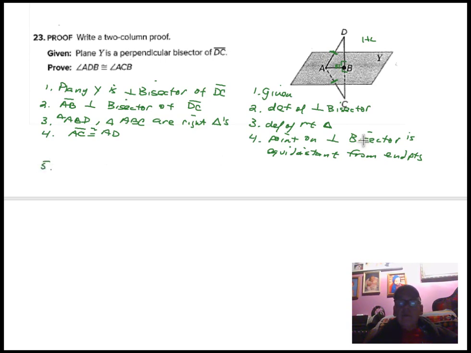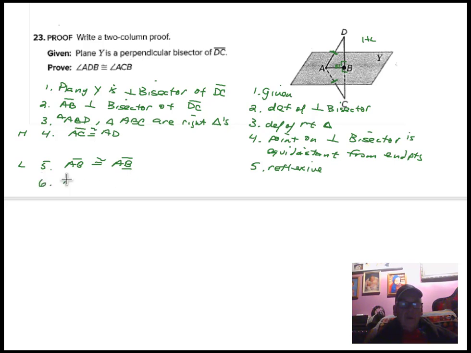Step 5, AB is congruent to itself, reflexive property. So what this line here does is give us an H for the hypotenuse part of HL. This third step here sets up the right triangle business, which lets us use HL. And AB congruent to AB, that sets up the leg part of the pattern.